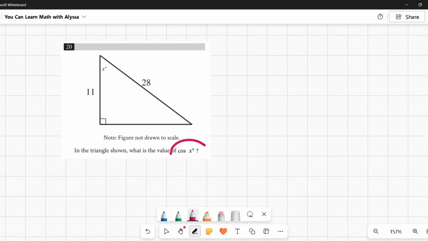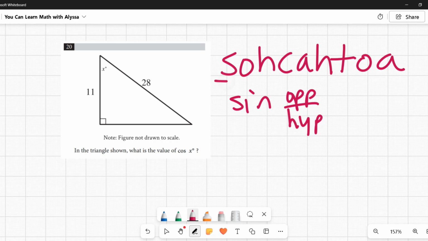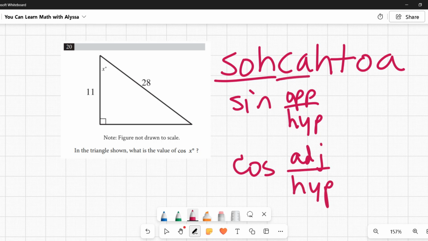Now, cosine of x. What is cosine? How do we get cosine? Well, our little abbreviation that you will see over and over again is to help us remember that sine is opposite over hypotenuse, SOH. Cosine is adjacent over hypotenuse, CAH, and tangent is opposite over adjacent.